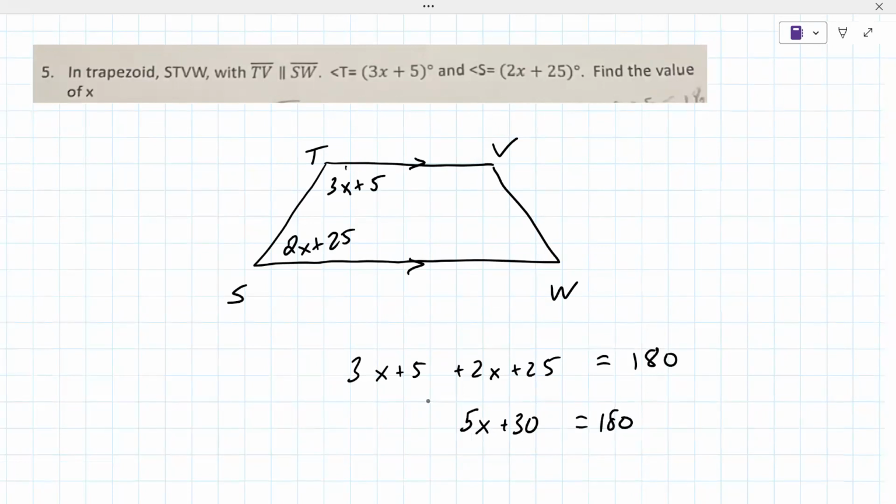And then from here, what do you do? Subtract 30. So you get 5x equals 30... Uh, x ends up equaling 30. Yeah. Now, that's the value of x.